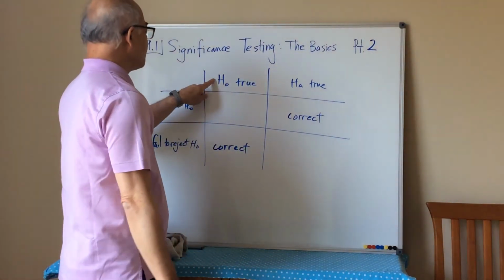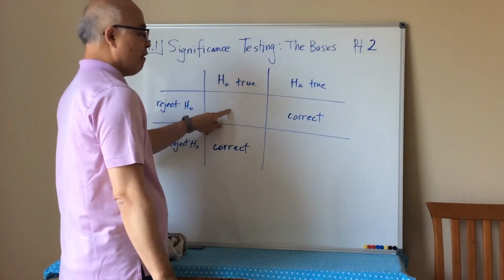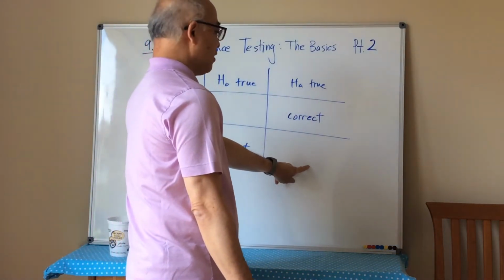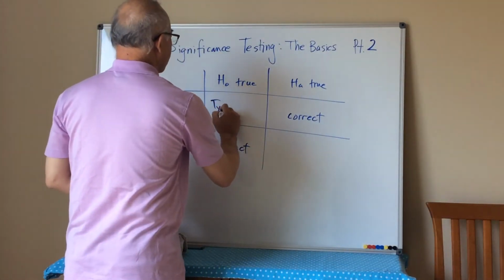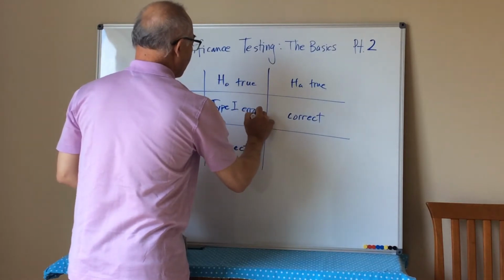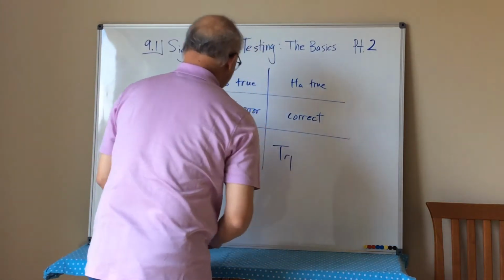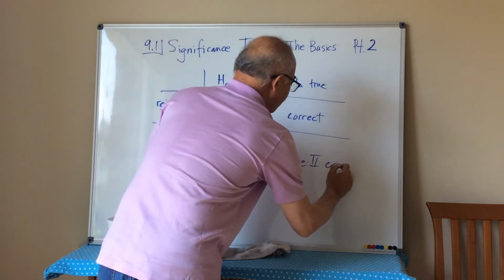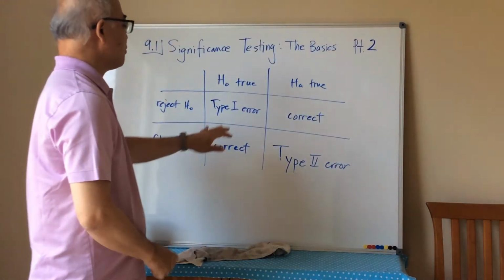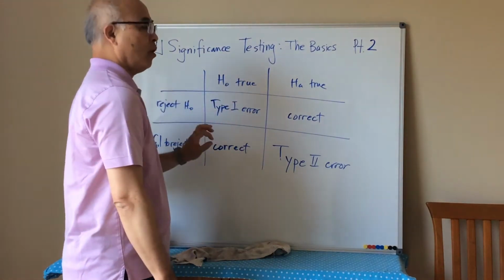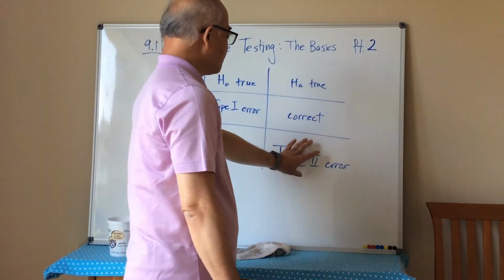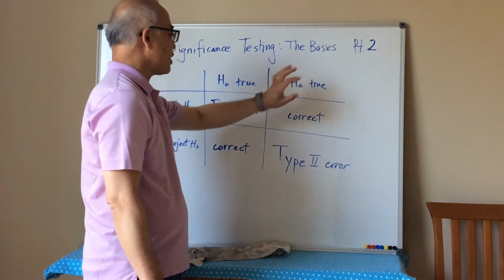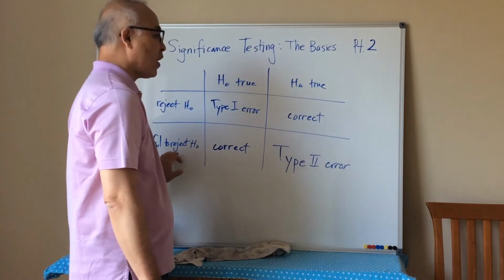So when the Ho is true and you reject the Ho, this is an error. Also, when the Ha is true and you fail to reject the Ho, this is an error too. We call the first a type 1 error, and we call the second a type 2 error. There are two different kinds of errors here. Type 1 is when the Ho is true and you reject the Ho. And over here you have a type 2 error, where the Ha is true, but you fail to reject the Ho. When the Ha is true, you should have rejected the Ho, but instead you failed to reject it.